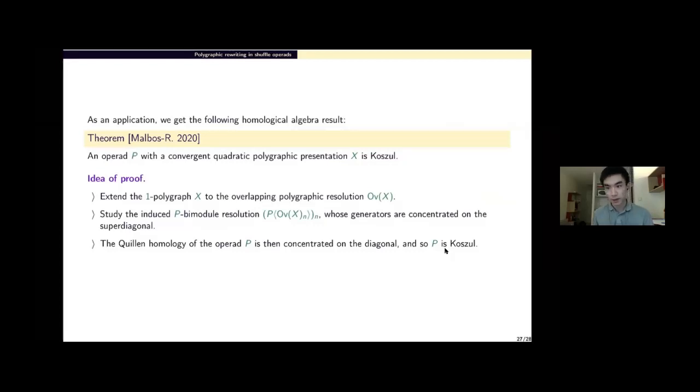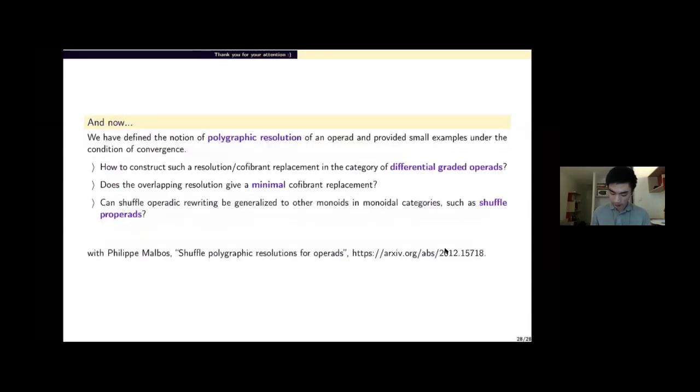I'm going to end now, and if there are questions or maybe in Discord, we can talk about this more. In conclusion, we have a polygraphic resolution of an operad, and we have a way of constructing a relatively small one.